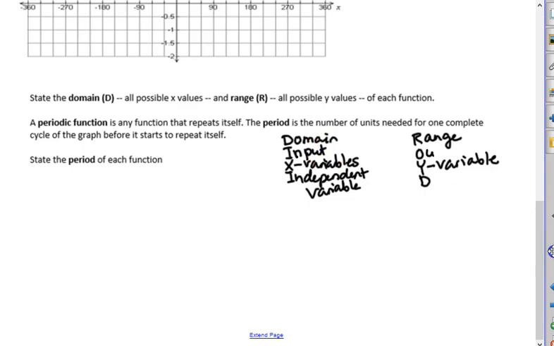Now, if domain is an input, I bet you can figure out, you guys are so smart, Y is an output. You put something in, you get something out. And it's a dependent variable because what we put in for X causes Y. So Y depends on what we put in for X. So it's a dependent variable. So if you can remember these acronyms, Dixie and Roy D, it helps you remember domain and range.